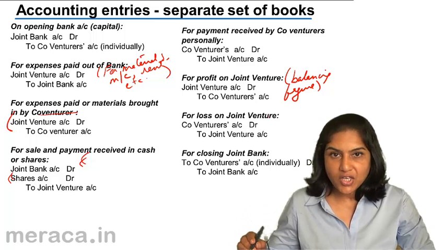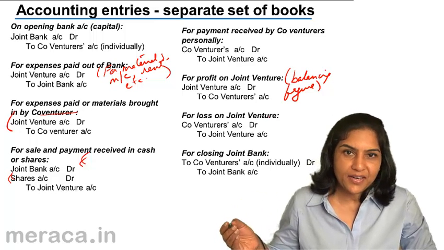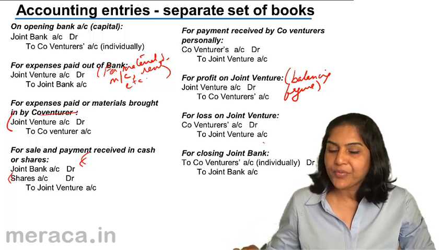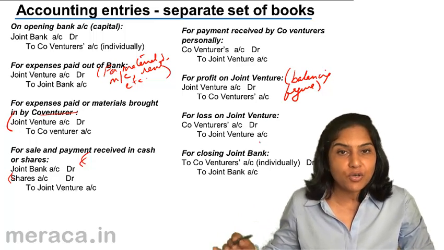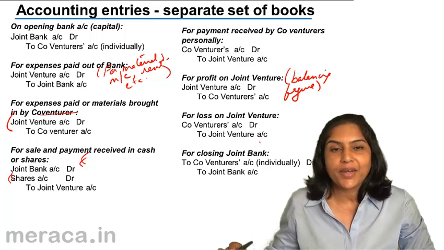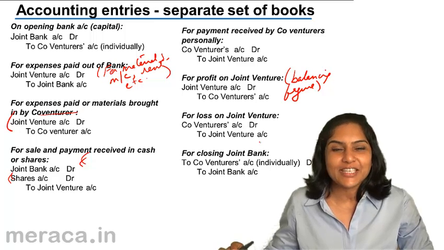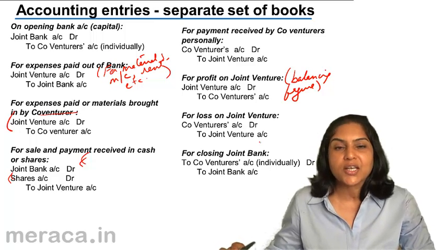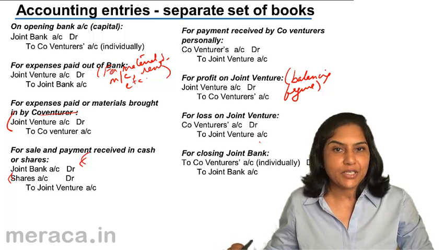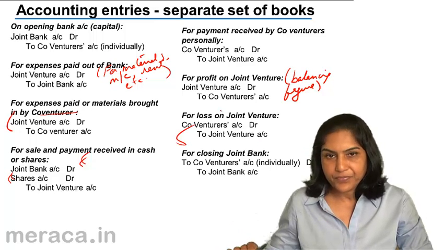So when there is a loss, capital accounts are debited. By the same logic, co-venturer's account is debited and joint venture account is credited because we are closing the joint venture account. It's a balancing figure wherein the debits were more, the expenses were more, there was a loss, and to close the account, we credit the joint venture account, debit co-venturer's account.